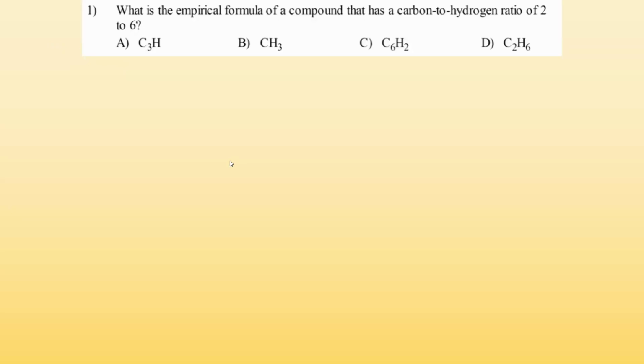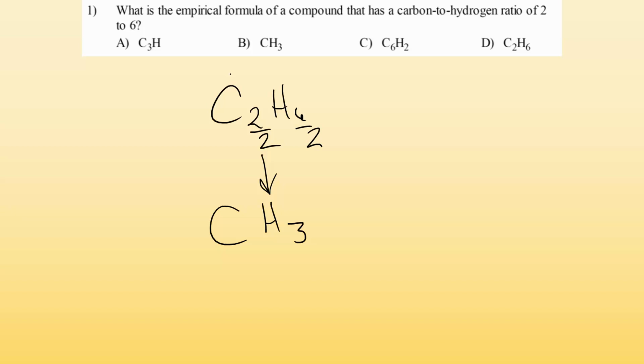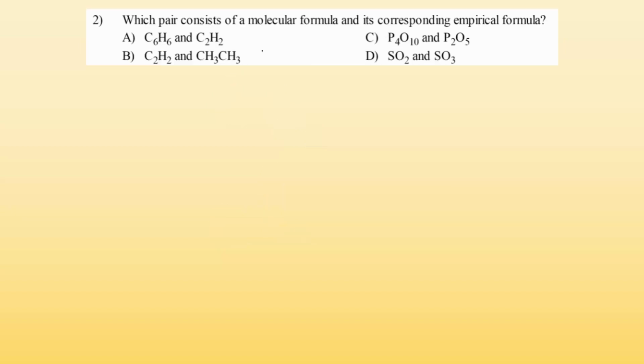So number one, what is the empirical formula of a compound that has a carbon to hydrogen ratio of 2 to 6? So it's saying it should be a C2H6 is our ratio, but it wants the empirical formula, so we got to simplify it. So we're going to get CH3 because we can divide each of those by 2. So the correct answer is B.